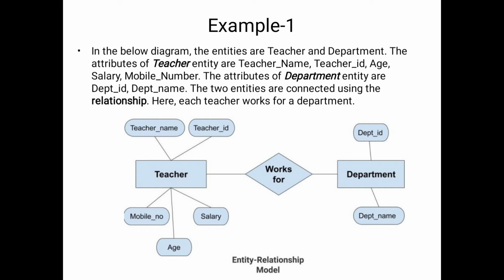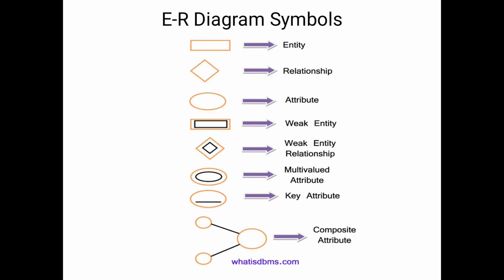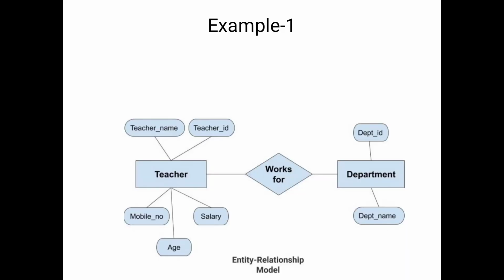Already we know the symbols. Rectangle represents the entity, circle or rounded circle represents the attributes, and rhombus represents the relationship. Okay, this is the example. Here we will consider only the first three relationship symbols. Please observe the first three symbols; with the help of them, we will discuss this particular example.